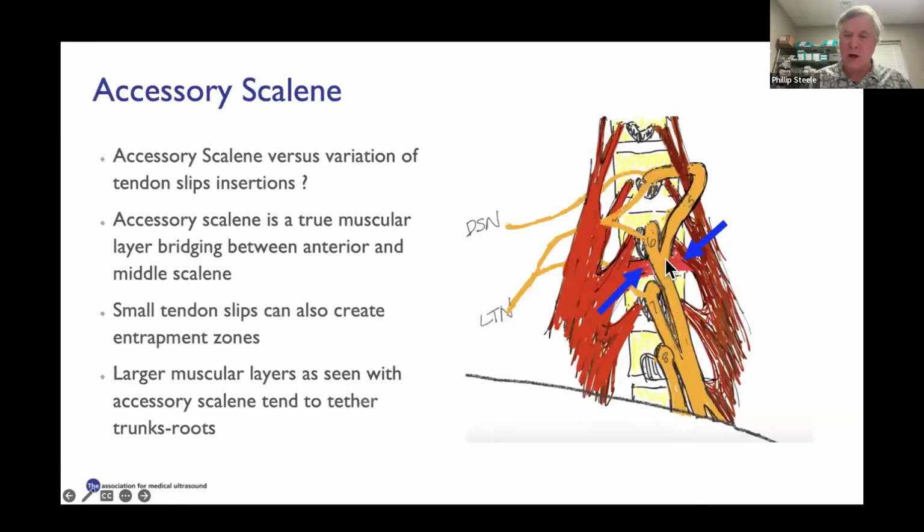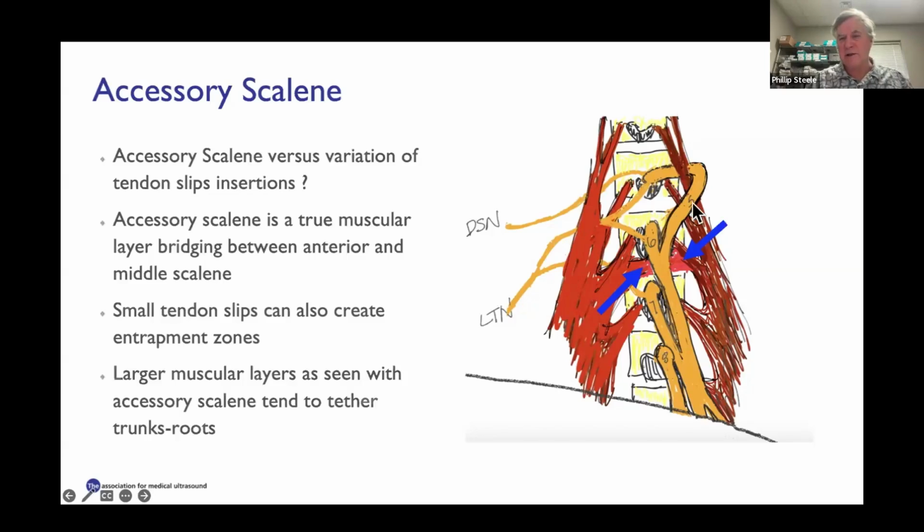So this is sort of my drawing of that. This is a variation of the brachial plexus with C5 going all the way around anterior scalene. This is C6. This is an accessory scalene between 6 and 7. And if this is low down here and comes out over the top, or it's a bigger variation, it can entrap the C7 nerve root as it comes out.